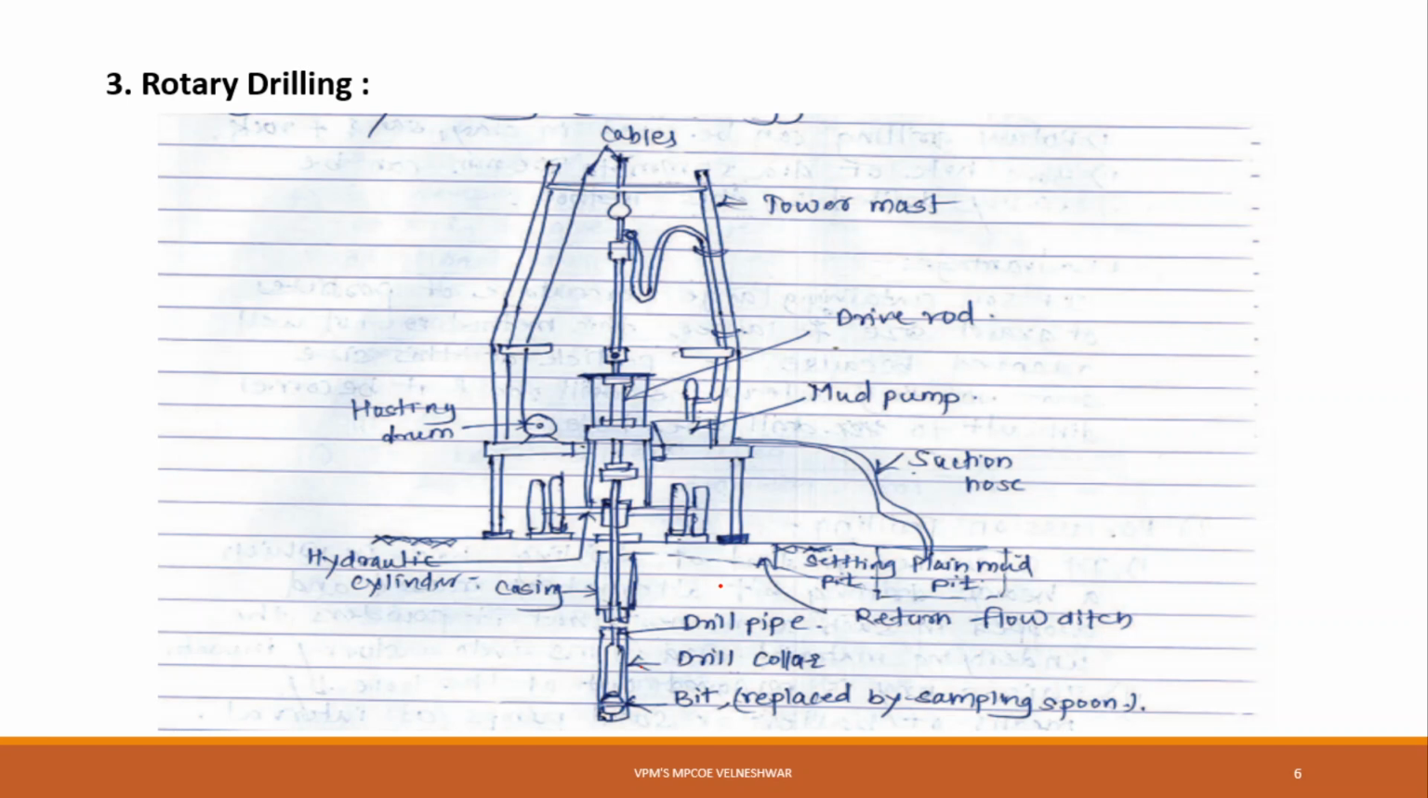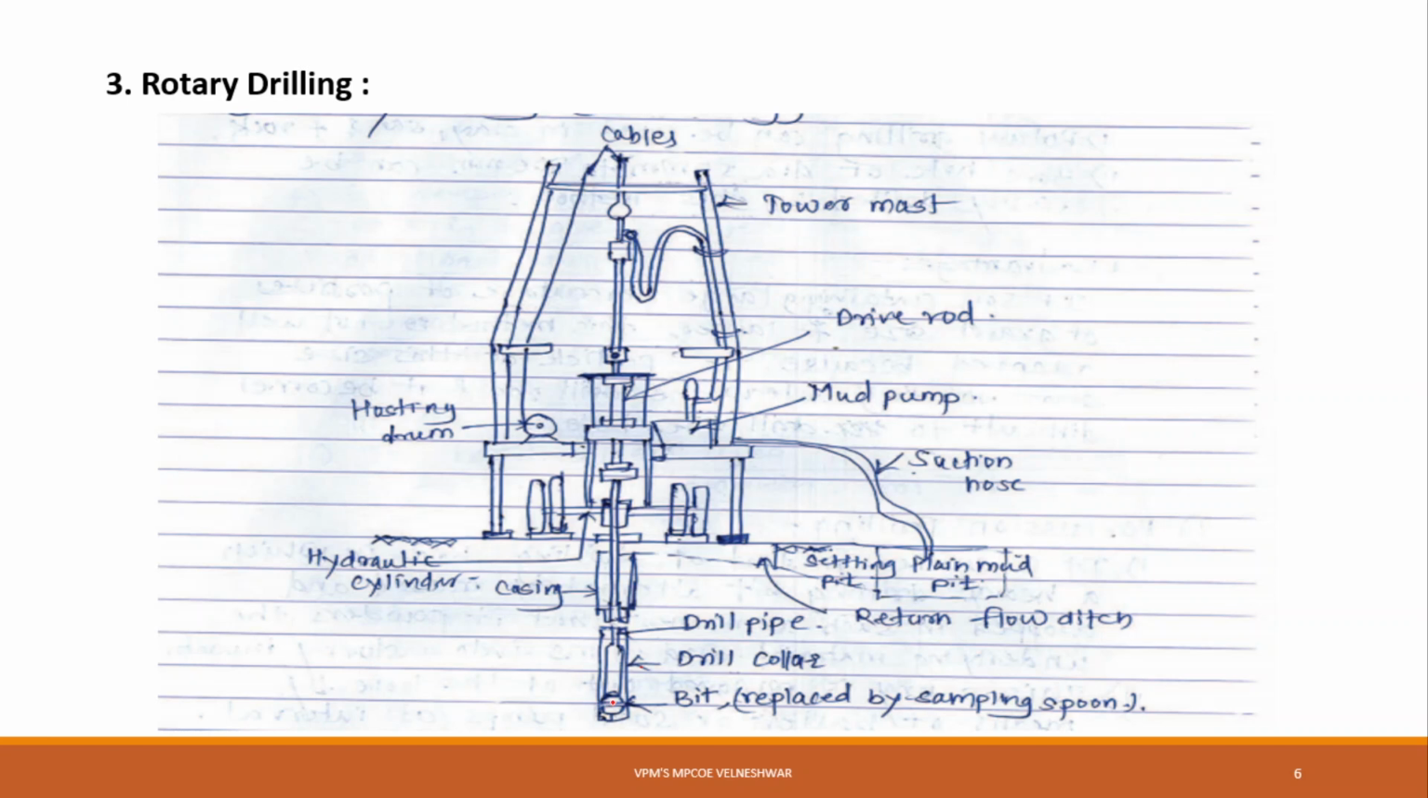Now in the rotary drilling method, the borehole is advanced by rotating a hollow drill rod. How will you drill the hole? By rotating the hollow drill rod, which has a cutting bit at its lower end. See here, this is the cutting bit at its lower end. So after rotating, the borehole is advanced.